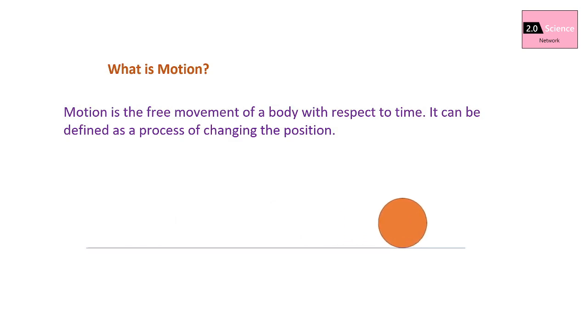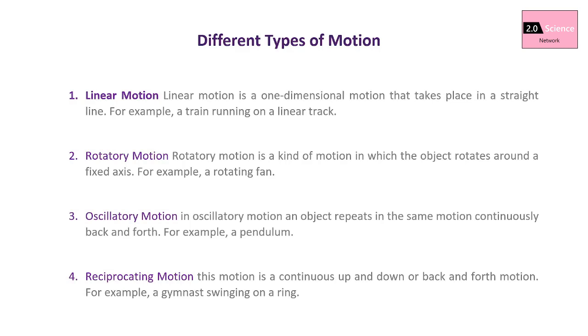There are different types of motions in physics. With respect to the nature of movement, motion is mainly categorized into 4 different types. 1. Linear motion. This motion is a one-dimensional motion that takes place in a straight line. For example, a train running on a linear track.